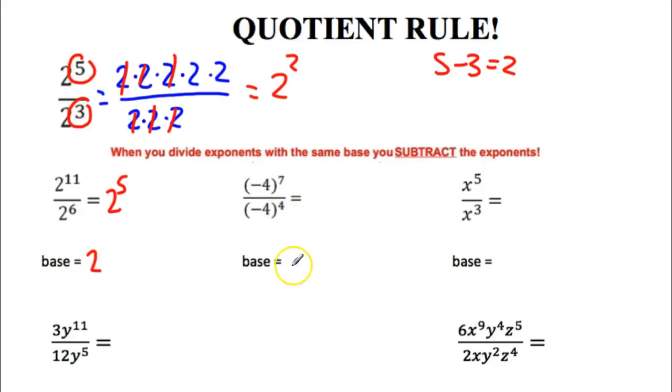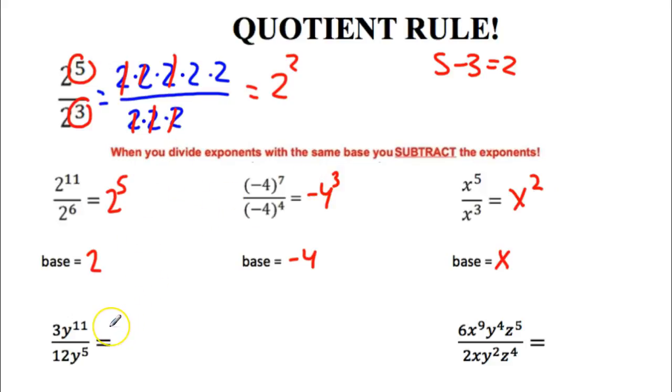The base in this one is negative 4. All right, so I can write negative 4, 7 minus 4, that's going to be 3. Negative 4 to the 3rd power. Over here, the base is x. So 5 minus 3, right, that's going to be x to the 2nd power, or x squared.